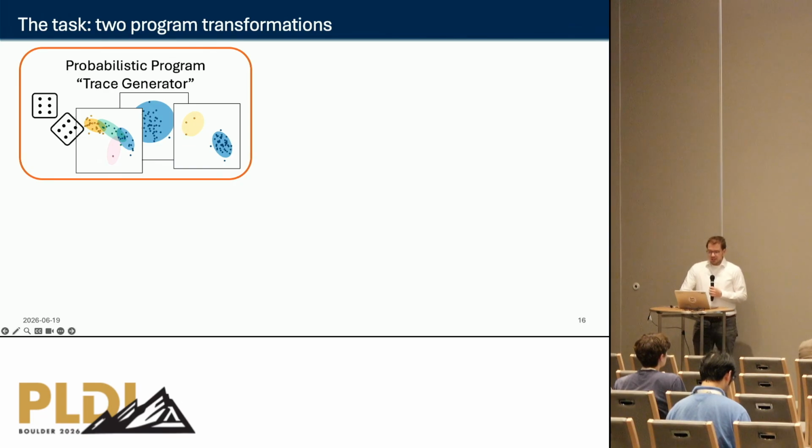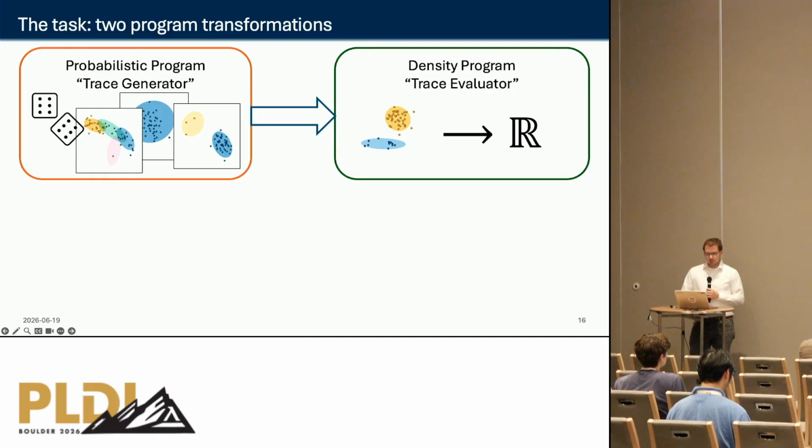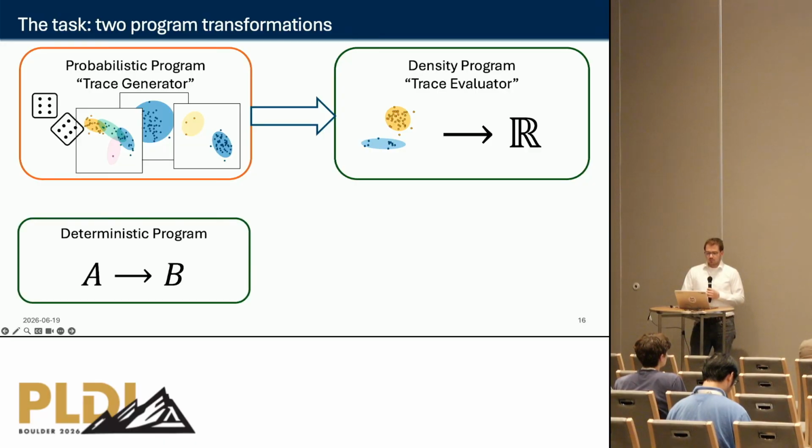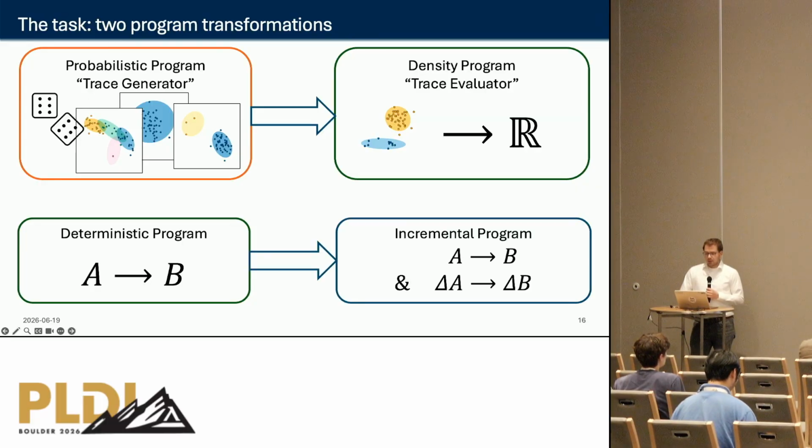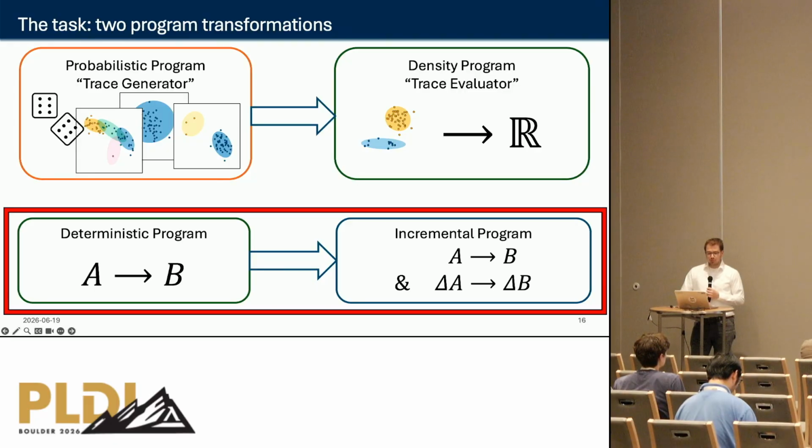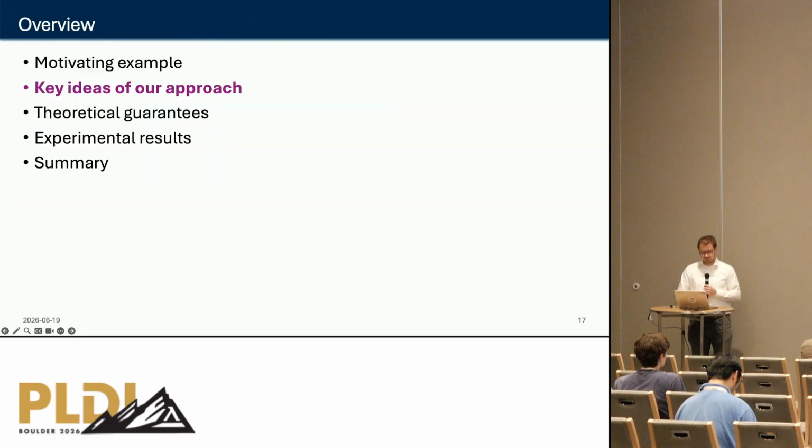So coming back to our main idea, we have two program transformations. The first one turns a probabilistic program, which generates traces, into a density function, which evaluates traces. The second one turns any deterministic program, for instance, a density function, into an incremental one, which can efficiently process input changes. And when we combine these two transformations, we can incrementally evaluate densities and speed up inference. Let me first discuss the incrementalization.